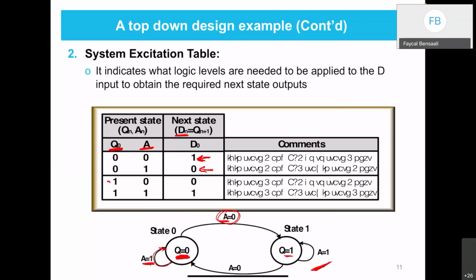And next, if I am in state 1, Q is 1, and A is 0, then I should go to state 0. Q should be 0. Then I need to put D equal to 0. And the last one, 1, 1, I will get 1. I need to have D equal to 1 to force it to stay in this state. Is this clear? How did we get this excitation? Those are just comments, but I think you cannot read them, so you can read them on the slide. I'm just explaining in text what I've just said. Is this clear?